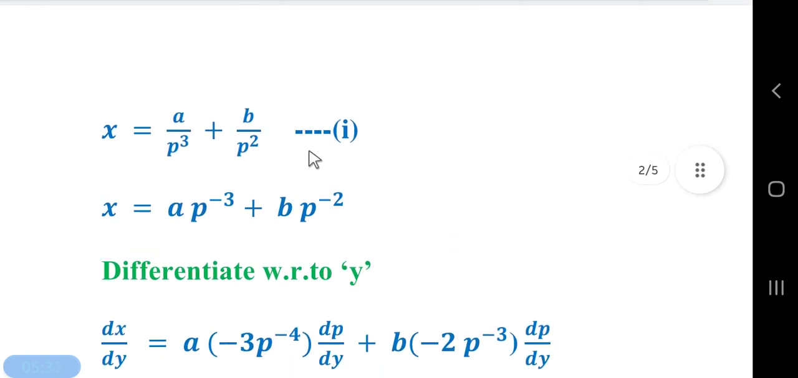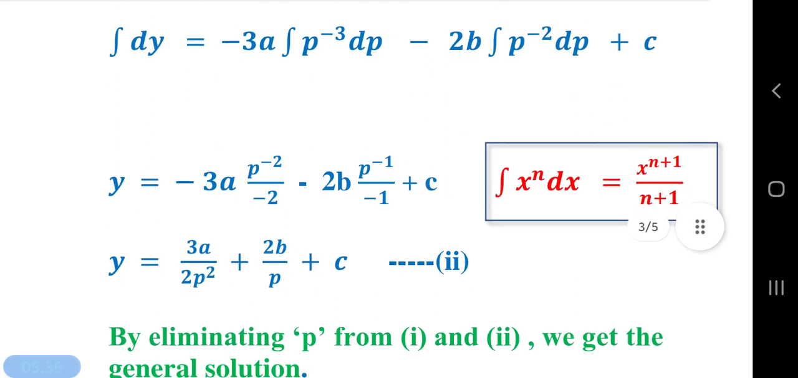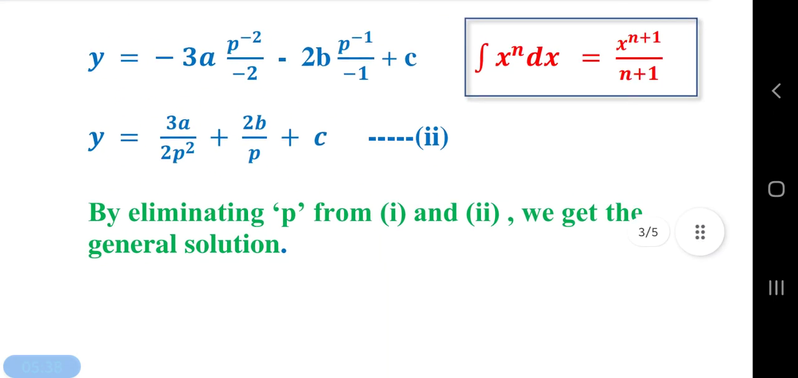So from the given equation 1 and the obtained equation 2, we can eliminate p. By eliminating p from equation 1, that is what we are given, and equation 2 that we obtained here, we will get the general solution. We can stop here for this problem.